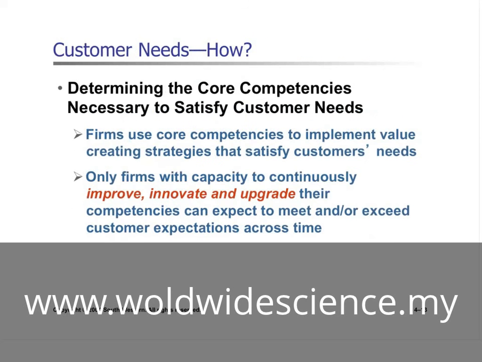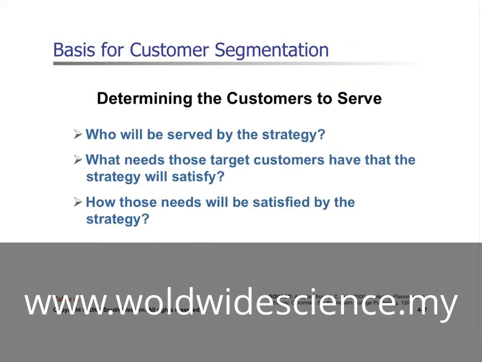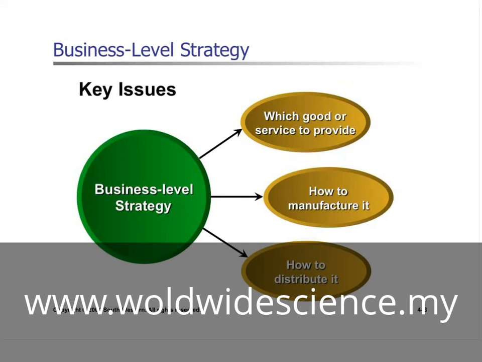As you can see in this chart, for business level strategy, we have which good or service to provide, how to manufacture, and how to distribute it. So what I want you to do, I want you to tell me in your company, in your firm, in your organization, in your NGO, wherever you work, what is the good or service you provide? How do you manufacture or produce that, and how you distribute it? And then, regarding how to manufacture it, I want you to tell me how you do it differently from the rivals.